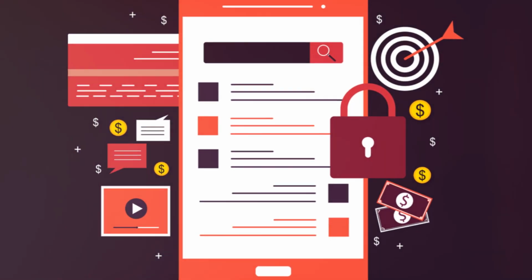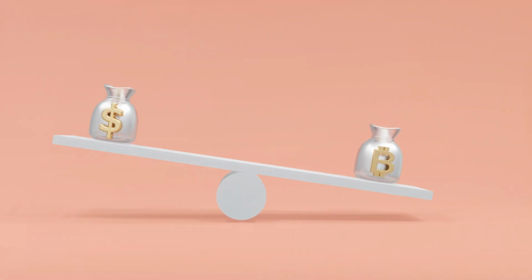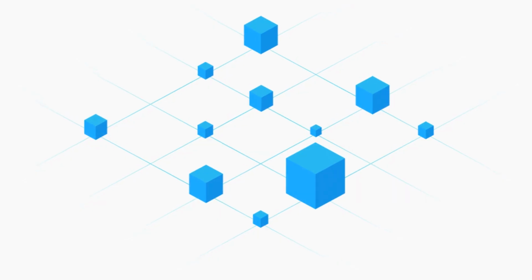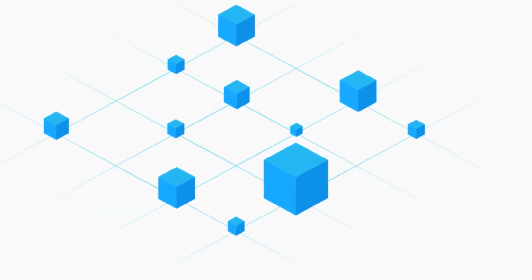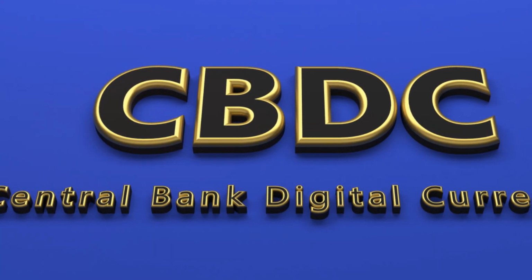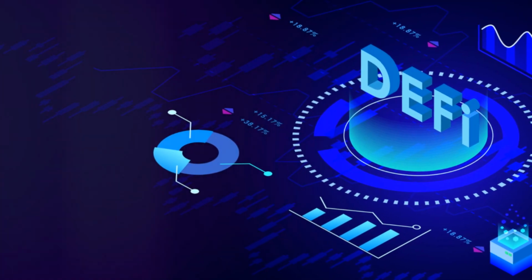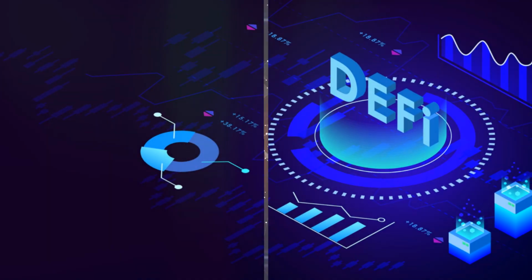Last but not least, we have fiat currency. This refers to traditional government-issued currencies like the US dollar or the euro. Unlike cryptocurrencies, fiat currencies are not backed by a physical commodity like gold or silver. Instead, their value comes from the trust and confidence people have in the government that issues them. These terms broaden your understanding of how blockchain applications work and interact with traditional financial systems.